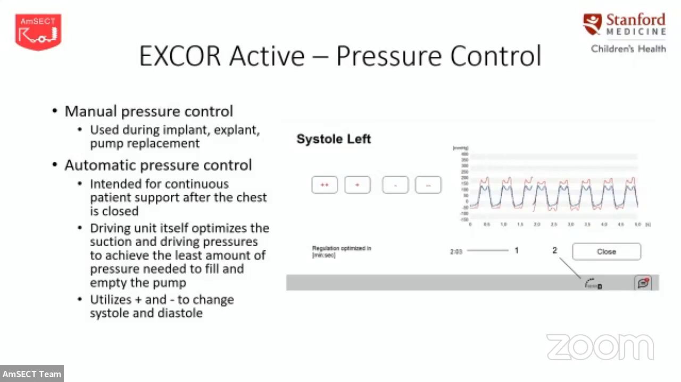The difference with this is if you do need to make any changes to your systole and diastole, as you can see on the picture, it's going to be a plus or a minus change that you're making. You're not going to put in a direct number. You can do plus, plus, or minus, minus. Those are going to be bigger changes in your pressure. And then plus and minus are going to be smaller, fine-tuned changes. These are not specific values. It really depends on each patient specifically.